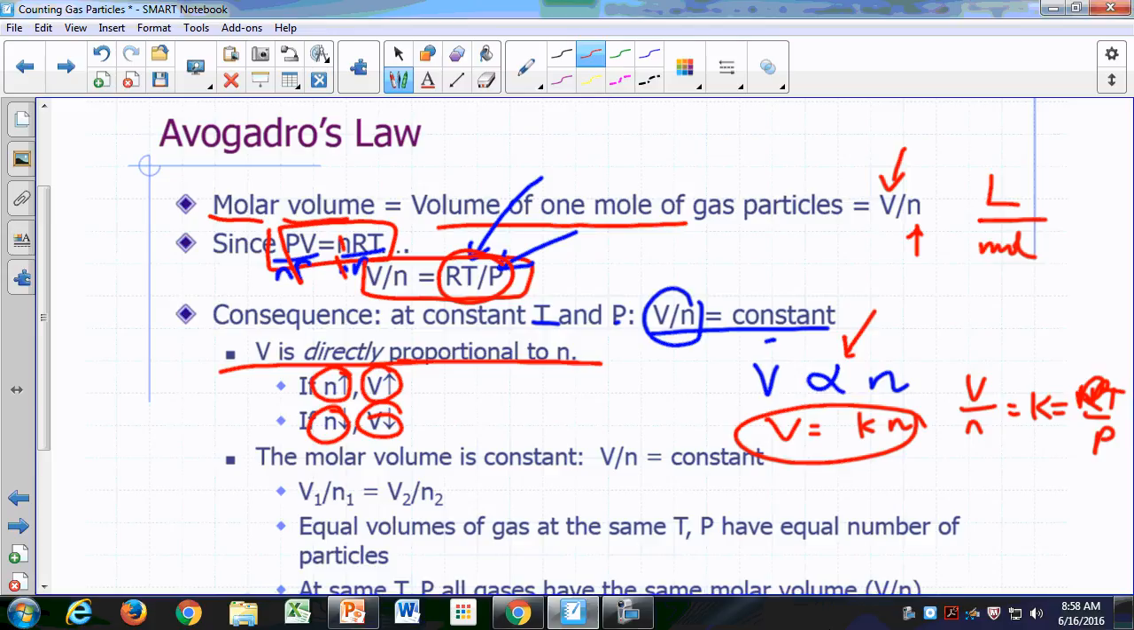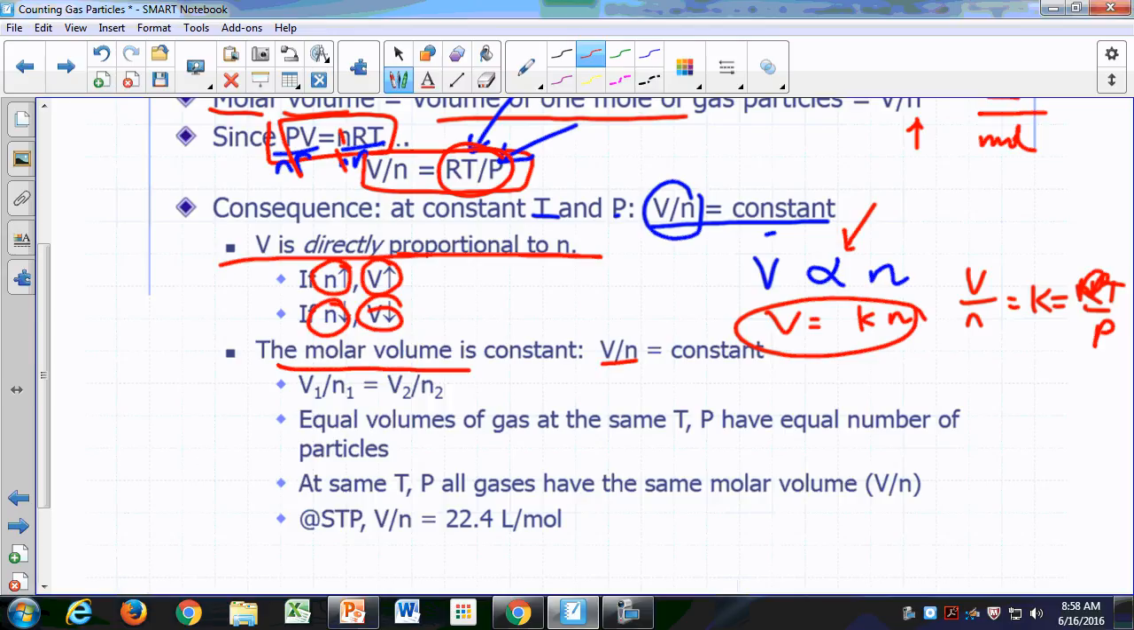So at a given temperature and pressure, we say that the molar volume, V over n, is a constant. So you can also say V1 over n1 equals V2 over n2. If there is a change of moles of gas from n1 to n2, then the volume will change from V1 to V2. If you know V1, you can figure out V2, provided that the pressure and temperature are the same in the two circumstances.